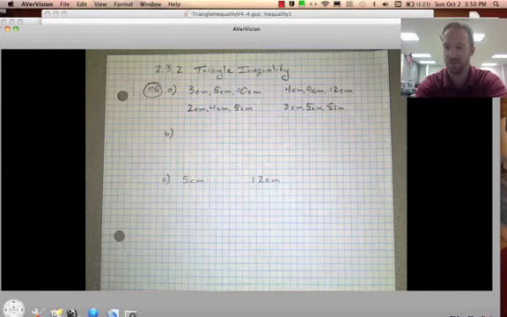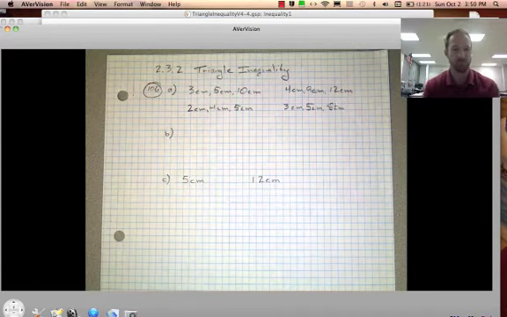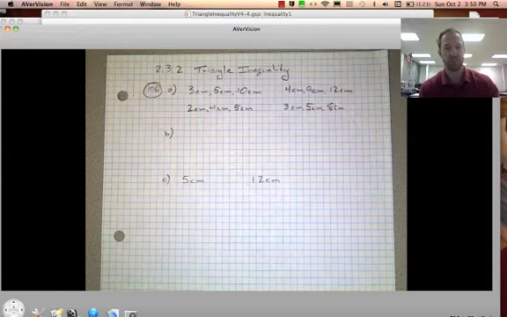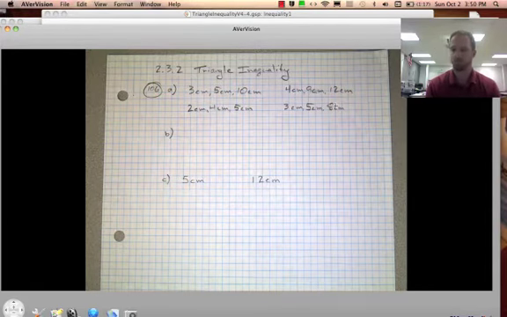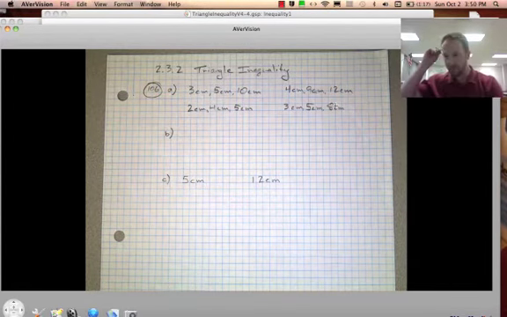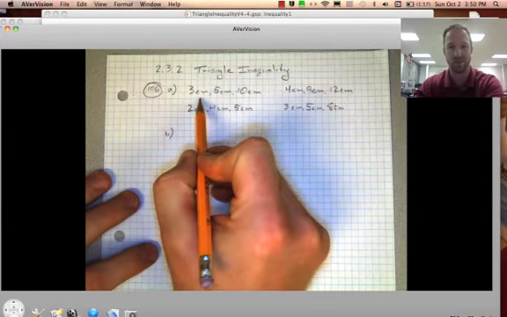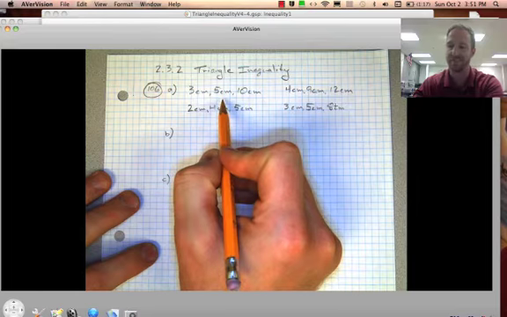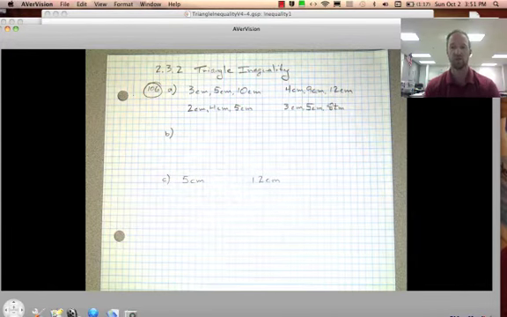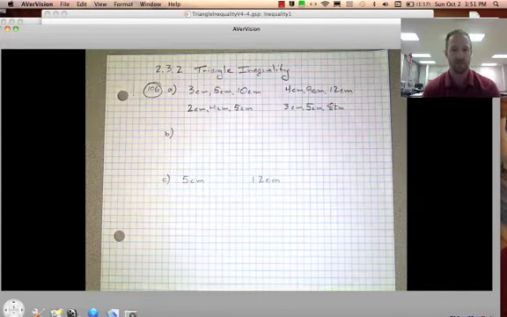Hi there, everybody. This is lesson 2.3.2. It's called the triangle inequality, and this lesson's about answering one question in particular: can you make a triangle with any three side lengths? Here on the page, you see some side lengths. Can I make a triangle that is 3 centimeters on one side, 5 centimeters on another side, and 10 centimeters on the other side? But in general, will any three side lengths form a triangle?